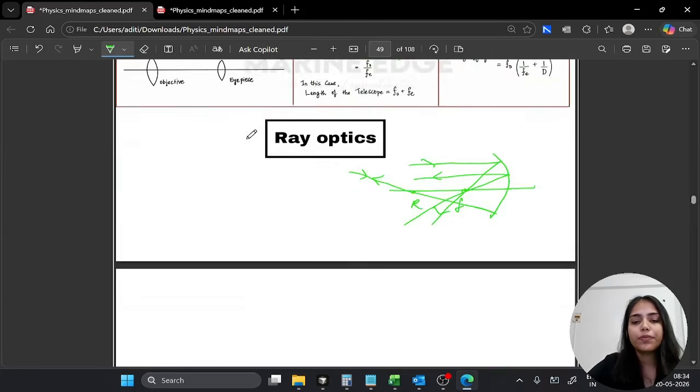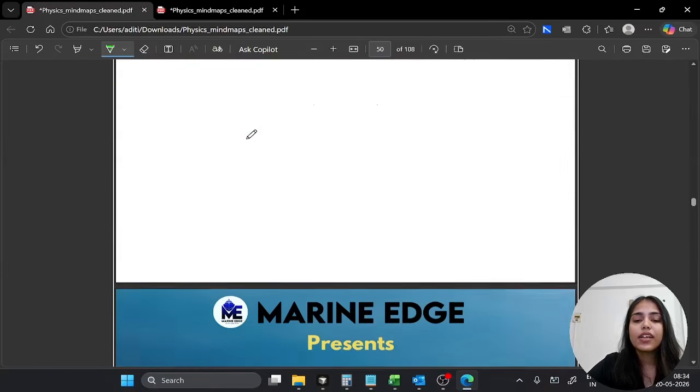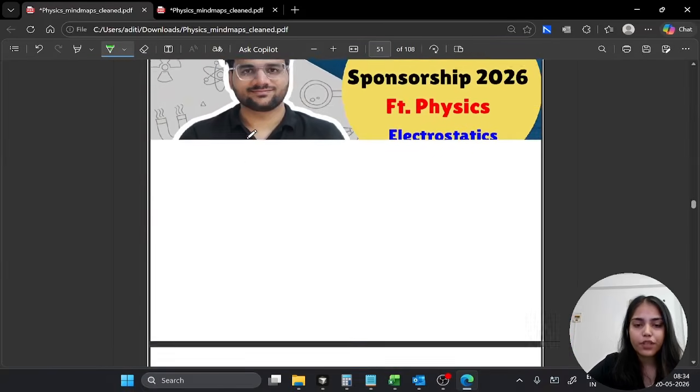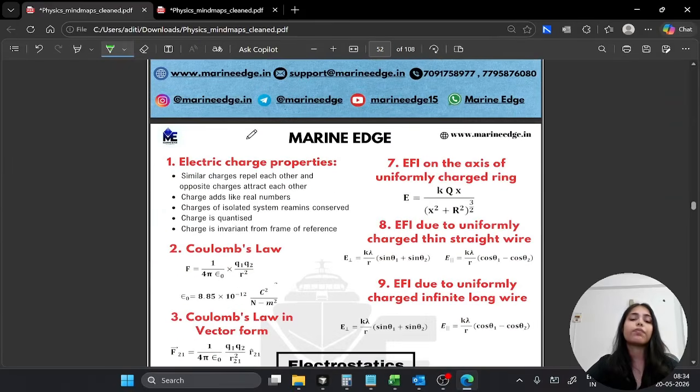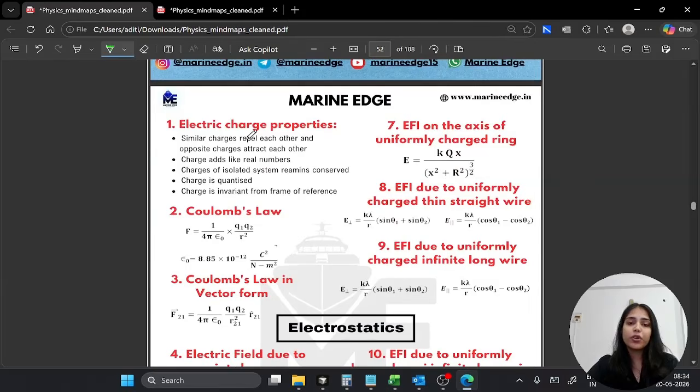Moving forward, next we'll start with electrostatics. Electrostatics talks about charges which are at rest. We have 2 types of charges, positive charge and negative charge. Similar types of charges repel each other, whereas opposite charges attract each other.